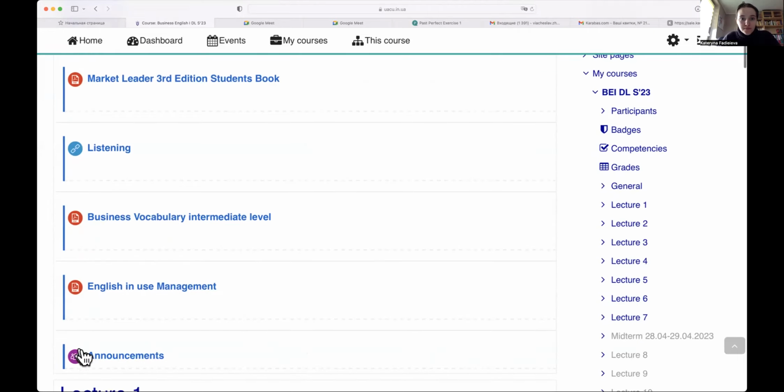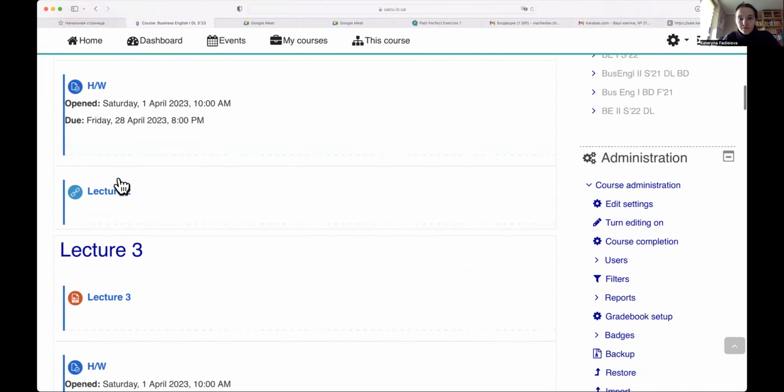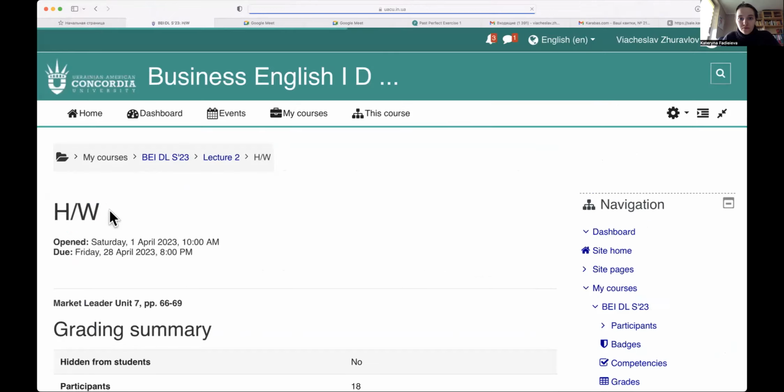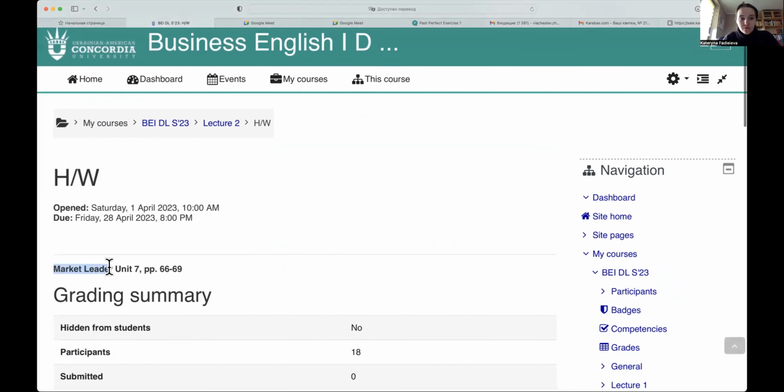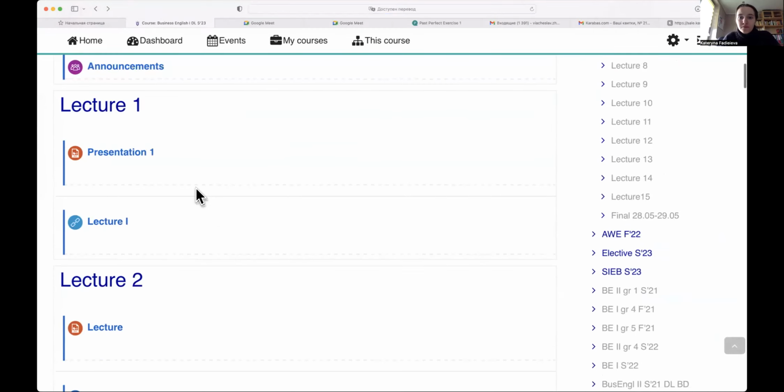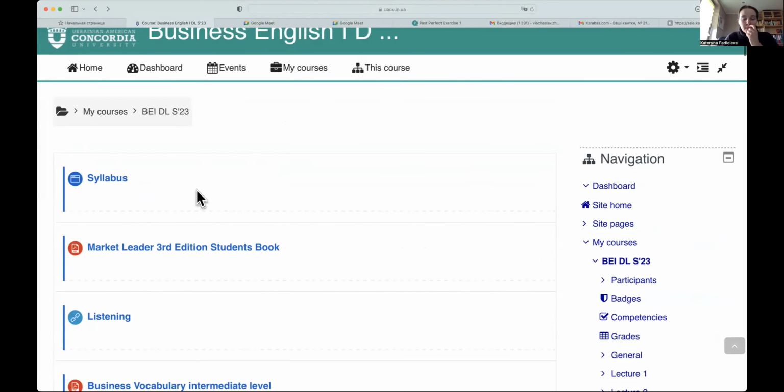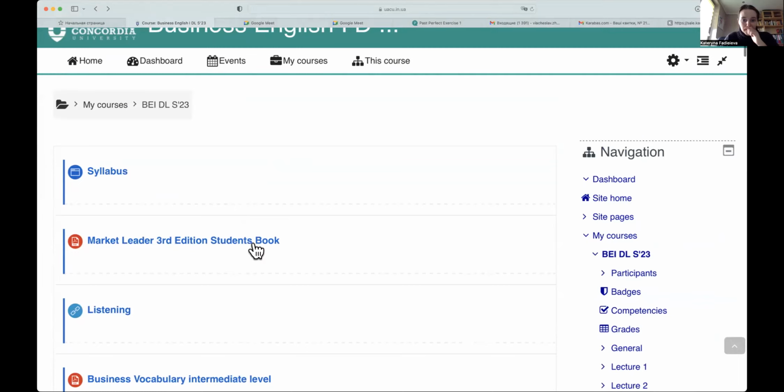You're supposed to check, for example, the homework assignment for lecture 2. It says the name of the book, unit, and pages. As here we have only the student's book and there is no workbook, you work with the student's book. You go to the pages, make print screens, or whatever. It's up to you, I accept all types of homework. You can take print screens and write in the file, or use a Word document and write only the keys, only the answers.